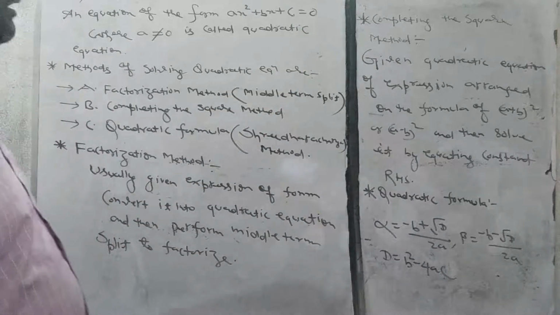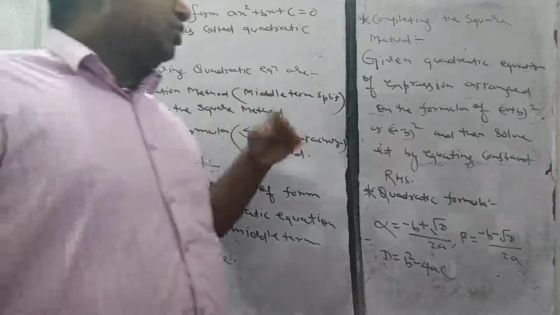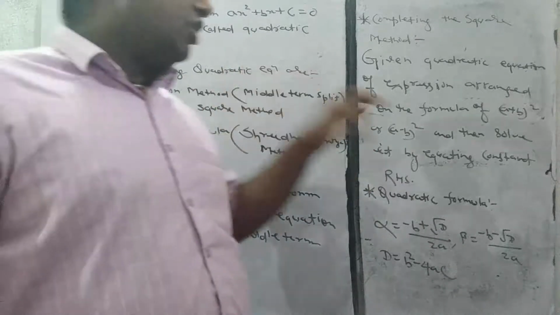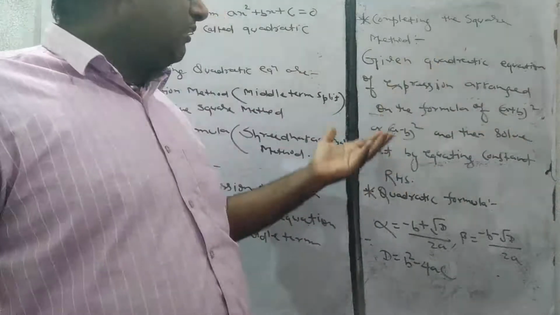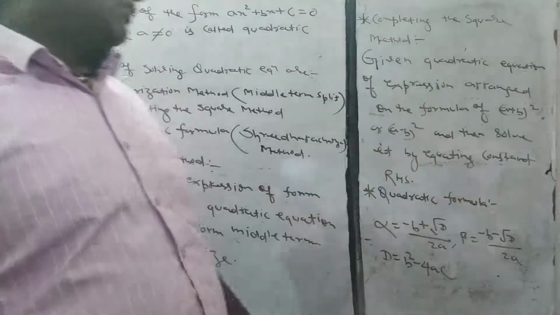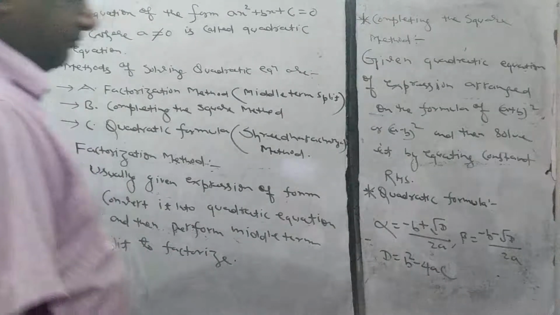Now completing the square method. In this method we are trying to complete the LHS on the basis of either a plus b whole square, because we have to make a complete square on the formula of a plus b whole square, or a minus b whole square, and then solve it by equating the constant right hand side.